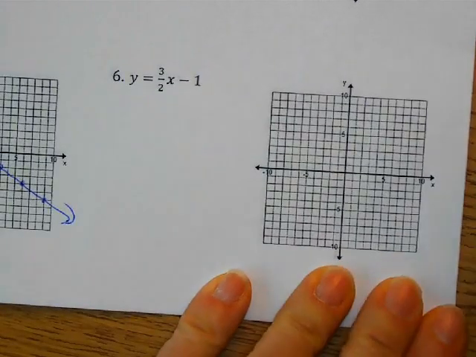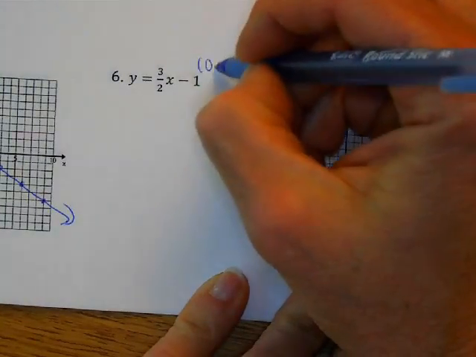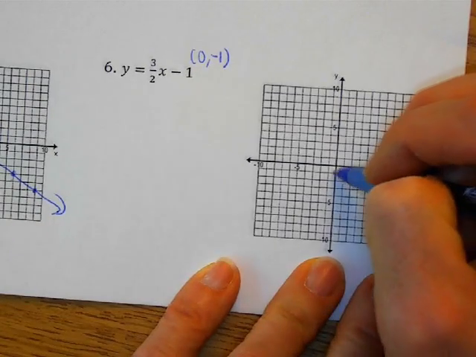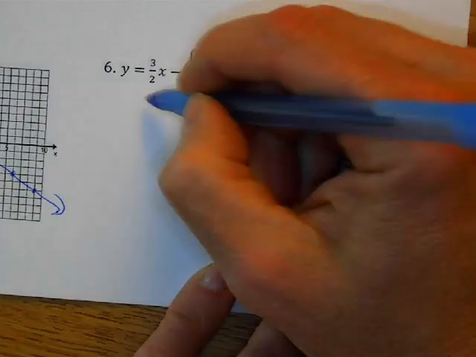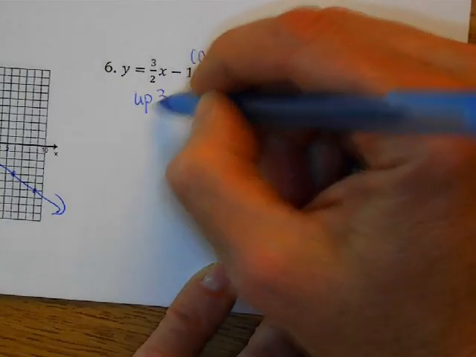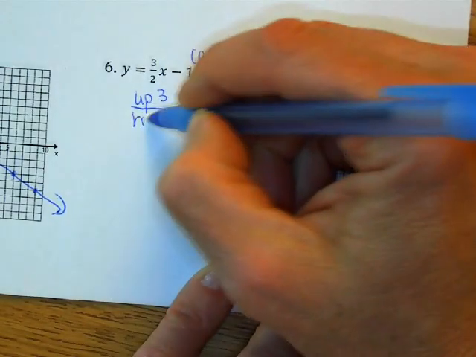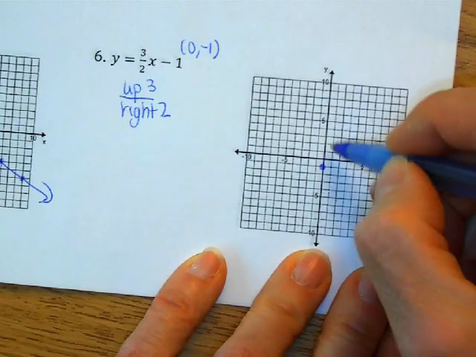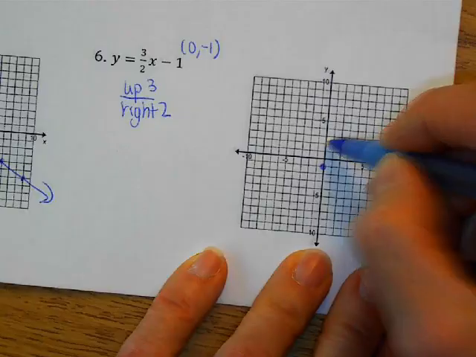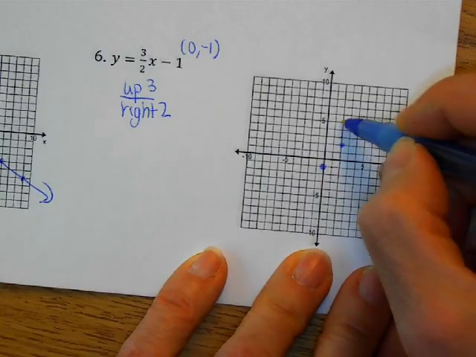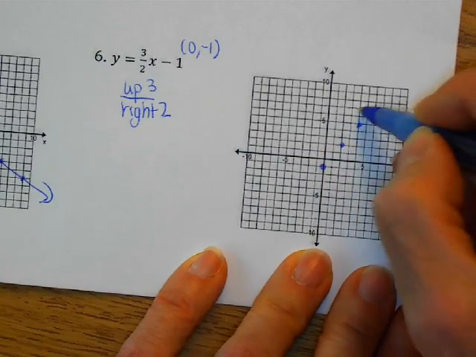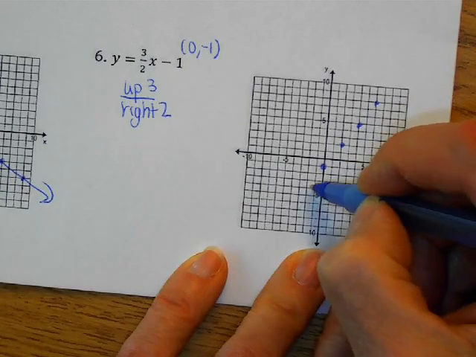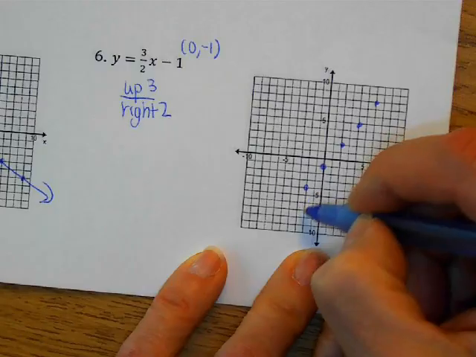Okay, number 6, again, 0, -1 is our starting point. This time we're going to go up 3, to the right 2 for more points. 1, 2, 3, 1, 2. 1, 2, 3, 1, 2. Then back 2, 1, 2, 3, back 2.